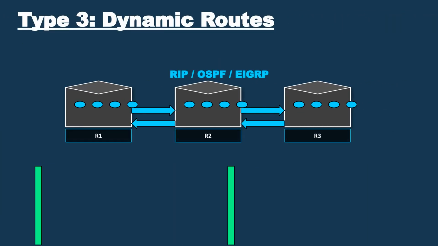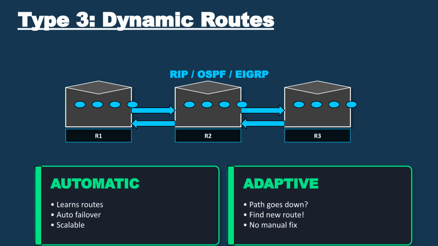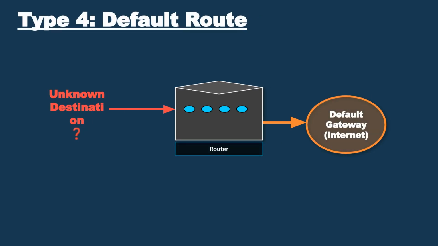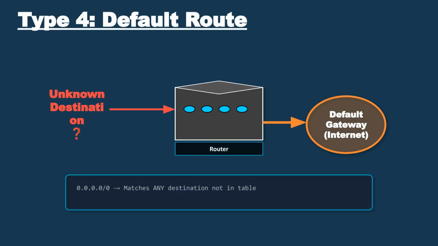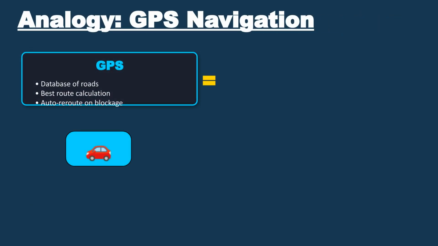Dynamic routes using protocols like RIP, OSPF, or EIGRP are automatic and adaptive. They learn routes, provide auto failover, and automatically find new routes if a path goes down, making them highly scalable. Finally, the default route. This route, represented by 0.0.0.0/0, is used for any destination not explicitly listed in the routing table, typically directing traffic to a default gateway, like the internet.